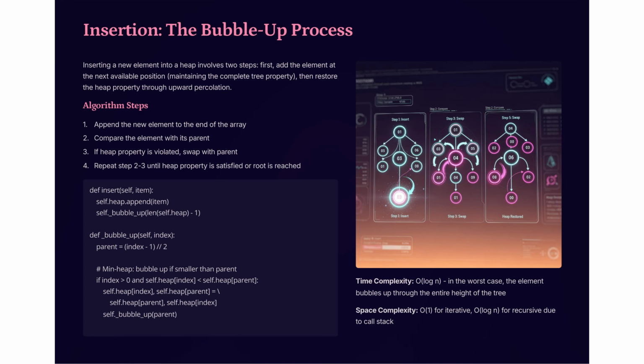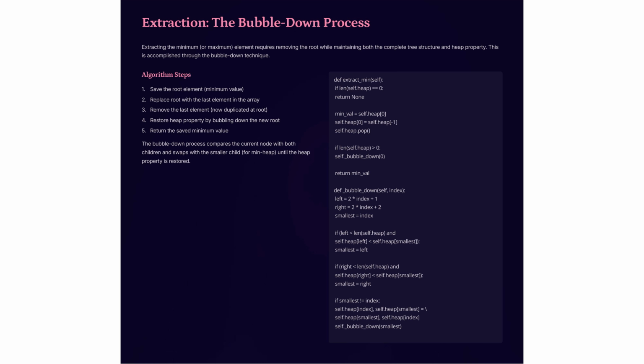Inserting an element into a heap starts by appending it at the end, maintaining the complete tree structure. The bubble-up process then restores the heap property by comparing the new element with its parent and swapping if necessary. This continues until the heap property is satisfied or the root is reached, ensuring efficient insertion with O(log n) complexity.